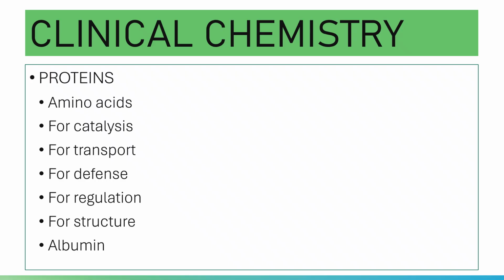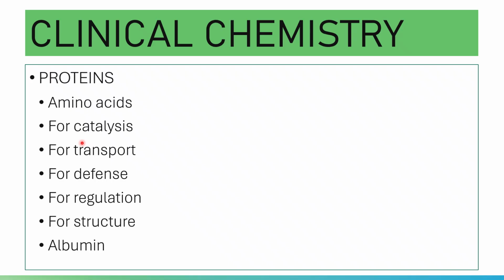And then you have your proteins. Please note that your proteins are made of amino acids. Please go back. You have your 20 different amino acids, your standard amino acids. And your proteins function for catalysis. Please note that you have your enzymes. Your enzymes are proteins in nature, and these enzymes function to speed up reaction. They function to catalyze, and when you say catalyze, you speed up the reaction.